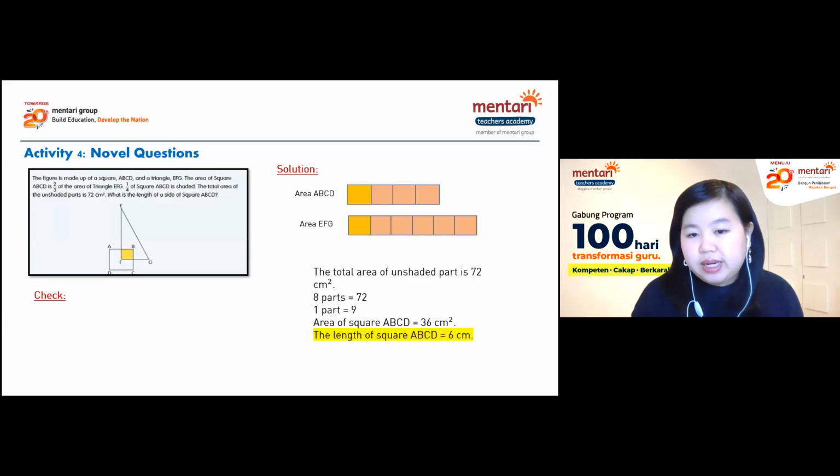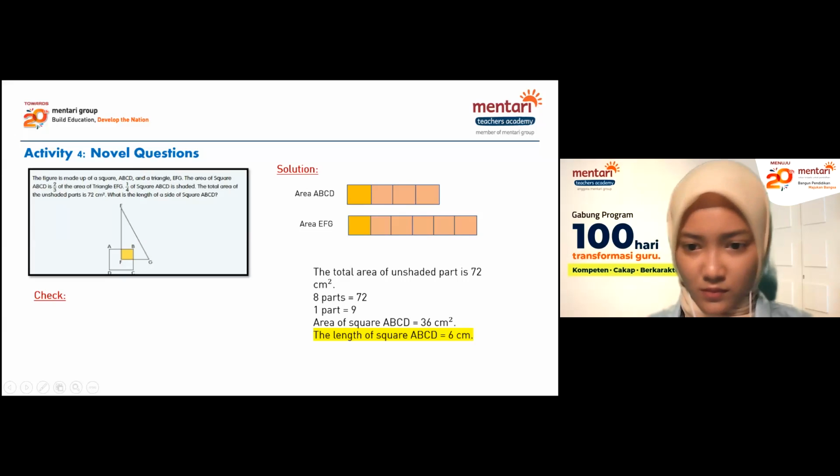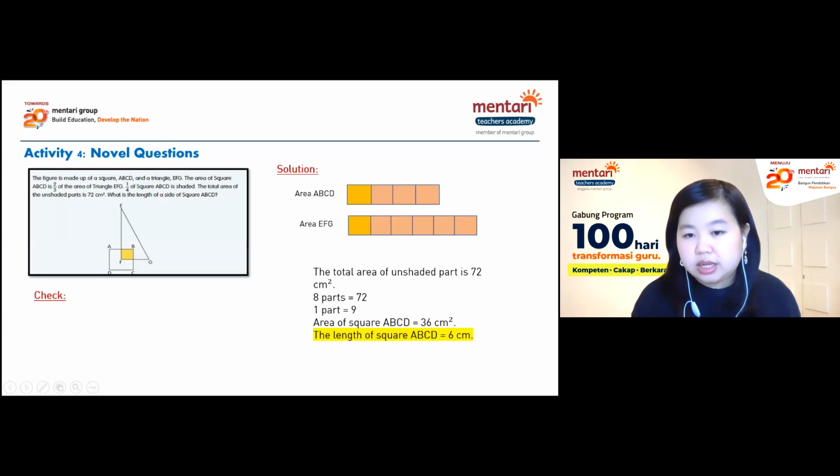So we've managed to find until here. Because I know that one part is equal to 9 square centimeters, I just ignore the units for a bit. So I know that the area of the square ABCD equals 4 equal parts, right? If one part is 9, 4 equal parts shall give me 36. So the area of square ABCD equals 36 square centimeters, okay? And therefore, it can be used to find the length of the square.